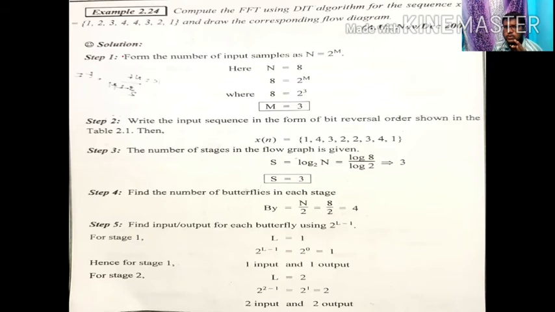So how do we approach this problem? The first step is to determine the number of input samples. Our formula is N equals 2 to the power of m, because the input or output order is a power of 2. Here, how many points are there in our problem? Eight samples are given: 1 2 3 4 5 6 7 8. So totally N equals 8.